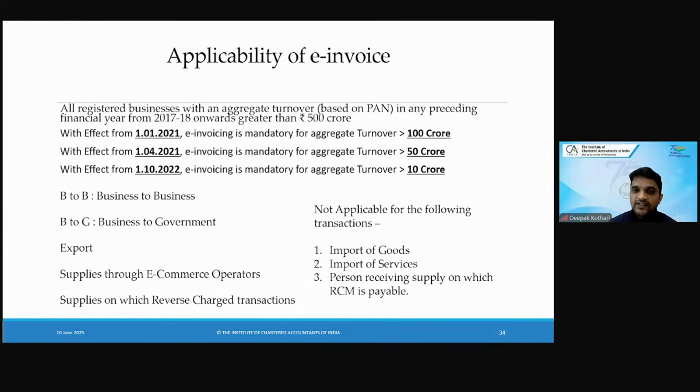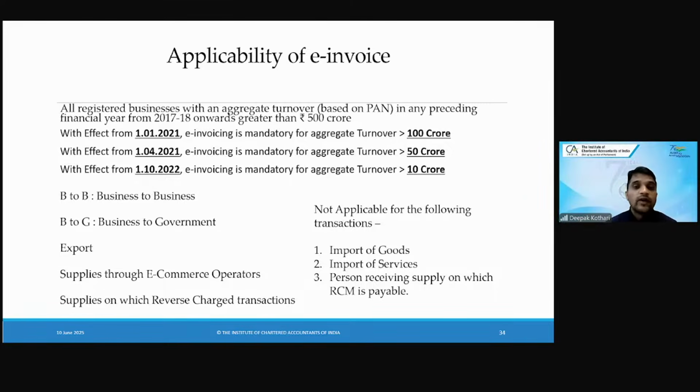What transactions are excluded? Any transactions which are import of goods or import of services, and persons receiving supply on which RCM is payable. So if you are importing something, you don't have to raise an e-invoice. You're importing services, still no invoice. You're receiving some services on which you have to pay reverse charge. There you pay reverse charge, but for that e-invoice is not required because that is the supplier's responsibility.